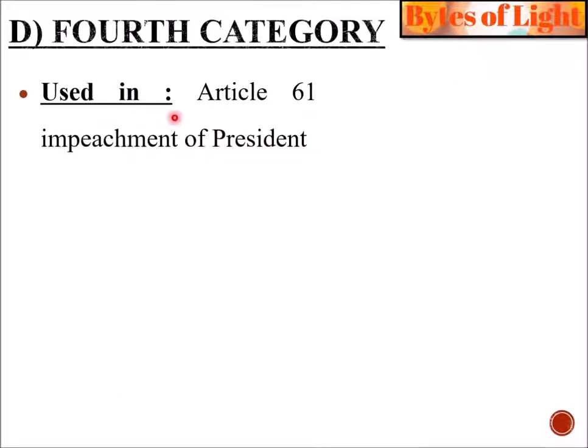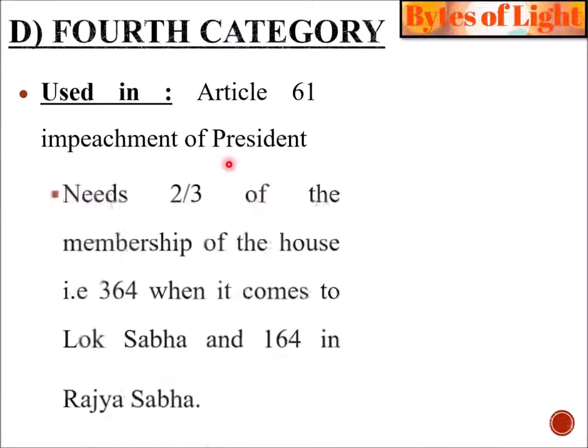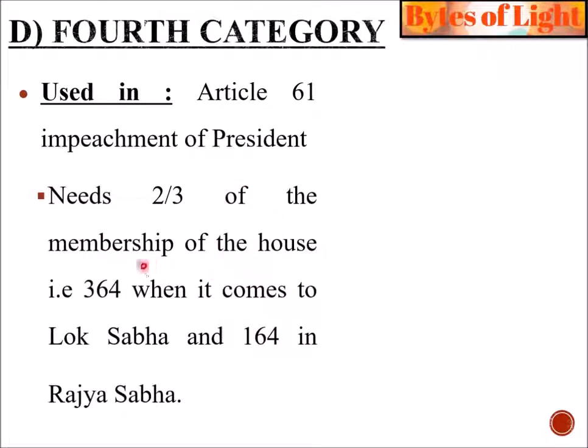And it is used when we deal with Article 61, and that is nothing else but the impeachment of the president. So let's see what is the requirement. It needs 2/3 of the membership of the house. So you need 2/3 of the membership of the total seats. You need 2/3, not the members present or voting or in any other sense. You need a total 2/3 of the membership of the house.